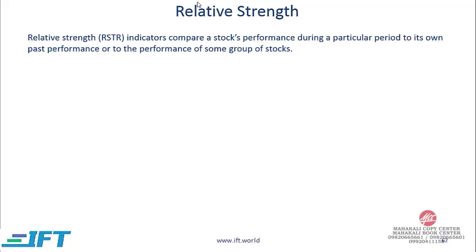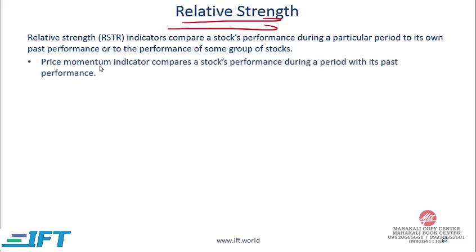The third measure we'll talk about is relative strength. Relative strength indicators compare a stock's performance during a particular period to its own past performance or to the performance of some group of stocks. So you can have a price momentum indicator which compares a stock's performance during a period with its past performance. If a stock in the past has been growing on average at 8% and now it is suddenly growing at 12%, we'll say that it has strong momentum.